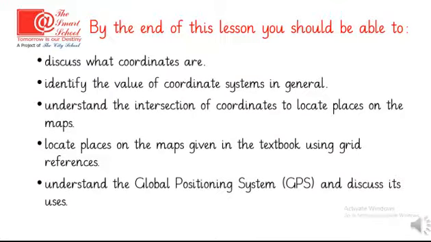By the end of this lesson, you should be able to discuss what coordinates are, identify the value of coordinate system in general, understand the intersection of coordinates to locate places on the maps, locate places on the maps given in the textbook using grid references, and understand the Global Positioning System (GPS) and discuss its uses.